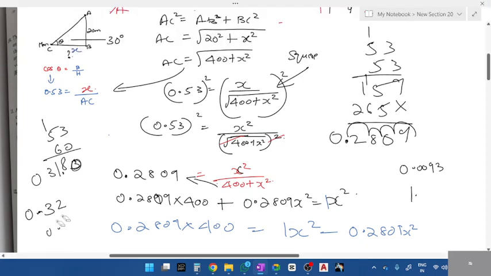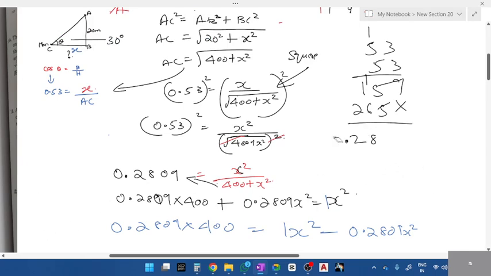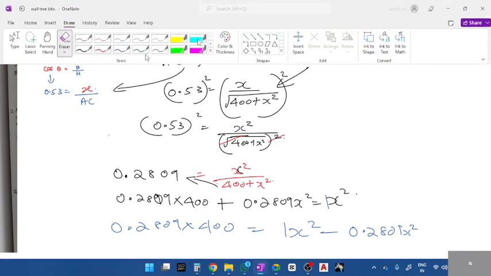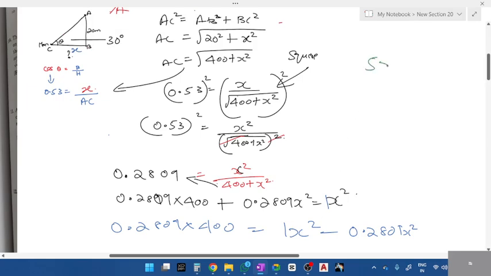All of you done? Completed till here? Now subtract 1 minus the like term, students. What is 5x square minus 3x square? What's the answer? 5x square minus 3 is 2x square. But here it is decimal. How do you subtract decimal? 1.0000 minus 0.2809. Subtract this and tell me the answer.